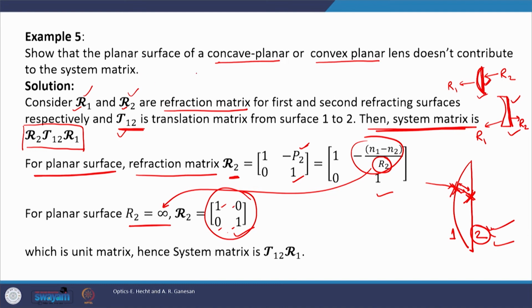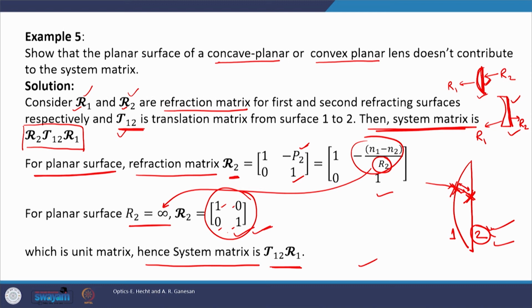We were asked to prove that the planar surface does not contribute to the system matrix, and we proved it. The planar surface has a matrix which is a unit matrix, and therefore it will not alter the system matrix. The resultant system matrix will be T12 into R1. R2 is missing, because R2 is nothing but a unit matrix. This is all for example 5, or problem 5.